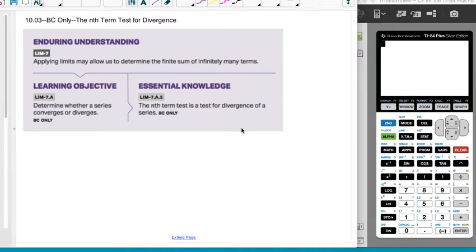All right, this is AP BC Calc. We're doing a BC only section. This is Unit 10, Section 3, the nth term test for divergence.